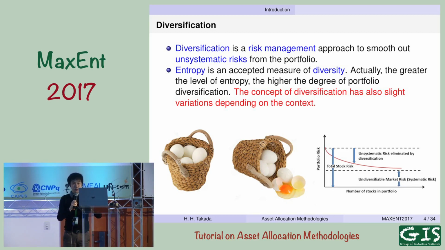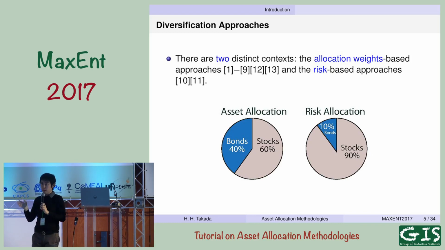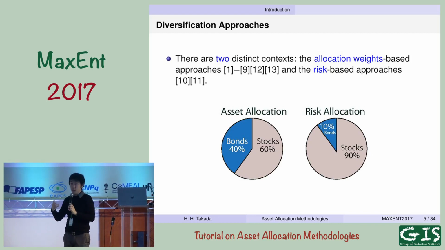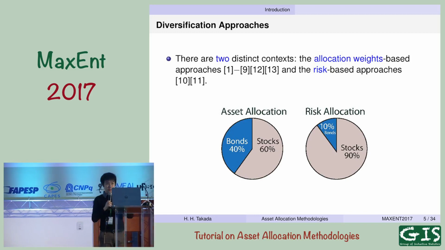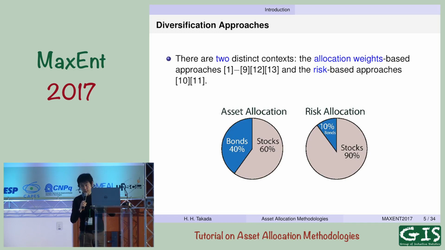So the portfolio management part together with risk management. And another point to consider is that entropy is an accepted measure of diversity. And of course, the greater the level of entropy, the higher the degree of portfolio diversification. So the idea of diversification is to avoid putting all the eggs in the same basket. Okay? And depending on the way you have your allocation problem, diversification looks different. So for example, in traditional asset allocation, there are a lot of portfolios in the markets that do the 40-60. 40-60 is 40% in bonds, fixed income, and 60% in stocks.